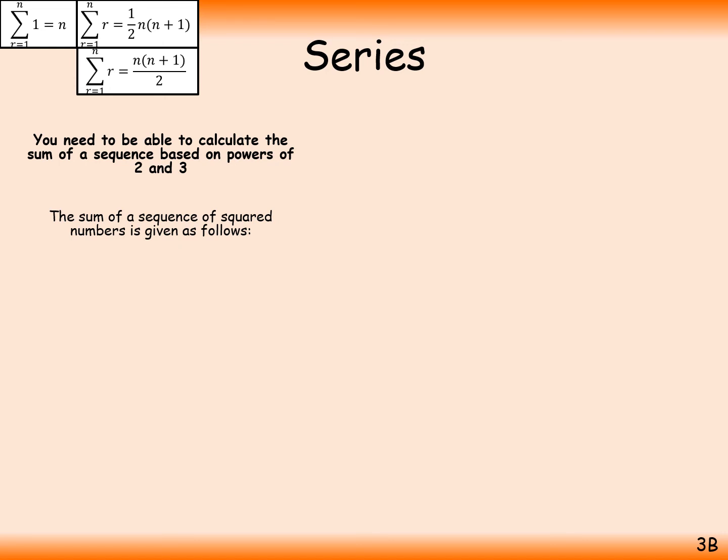So the sum of the sequence of squared numbers is given as, so if we have sigma r squared, it can be written in this form. n plus 1, 2n plus 1 all over 6. Or simply you could just put as n over 6, n plus 1, 2n plus 1. And this is how it's usually written in the formula sheet.